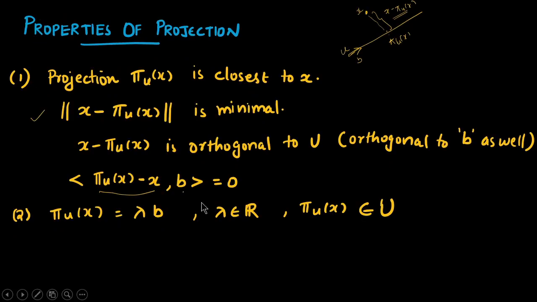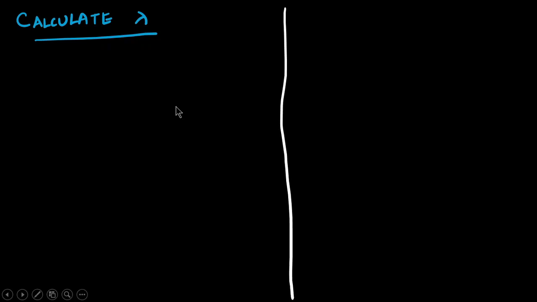Okay, and when we do this projection, we have to find out two parameters, basically the lambda and the pi value, the projection matrix. You have to find out this one or this one, then we have to find out the actual projection. Okay, so these three we can calculate. So first, how do we calculate lambda? Based on the previous rule, we can say that the vector x minus pi u of x and the base vector are orthogonal to each other.